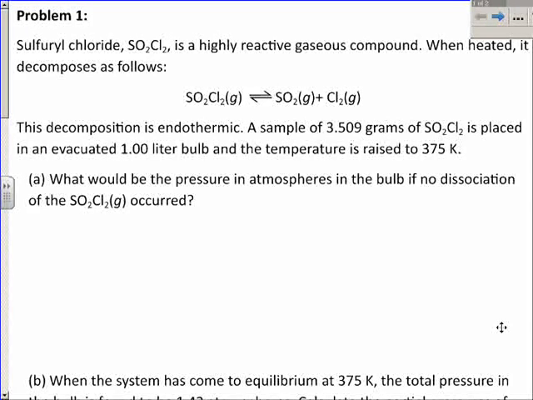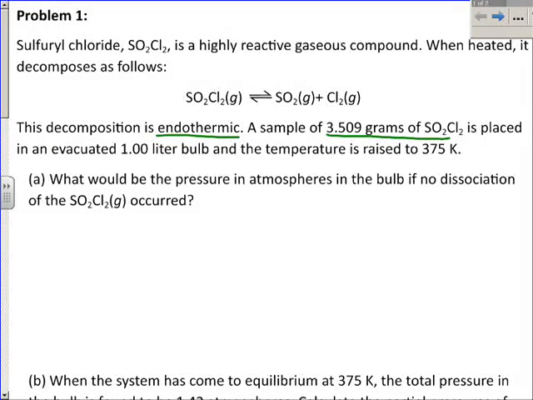Now in the first problem we have a reaction in which sulfuryl chloride is decomposing to make sulfur dioxide and chlorine gas. One of the things it says in the problem, so when you read through you need to note a few things. One, it says the reaction is endothermic. Well, there's a reason they probably give you that. Two, they give us the mass of the SO2Cl2.